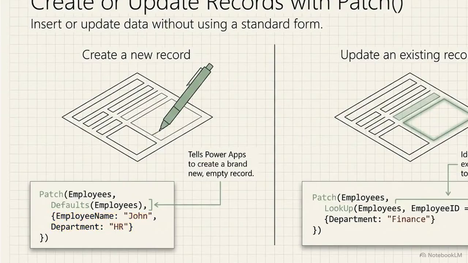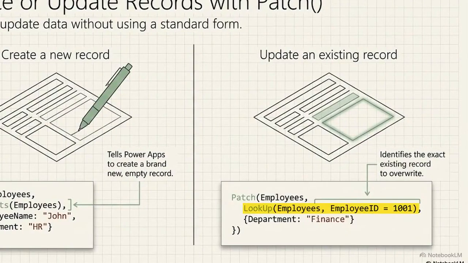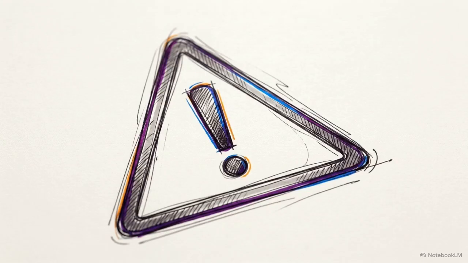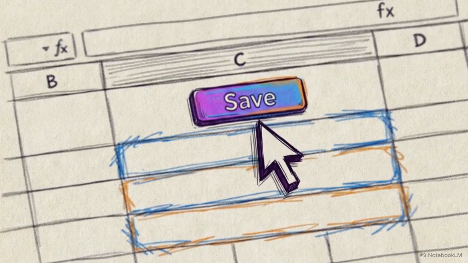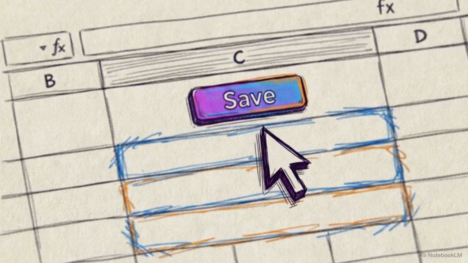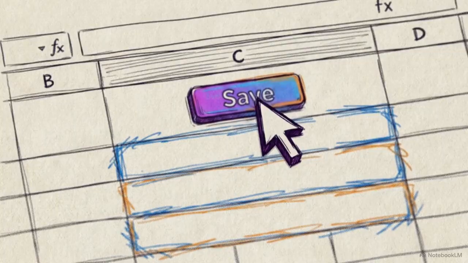Updating an existing record requires a different approach. Instead of Defaults, you must nest a LookUp function inside your Patch. This instructs the app to find one specific historical record first and then overwrite only the fields you specify. Pay close attention to this distinction. Confusing these two Patch syntaxes is the most common way beginners accidentally overwrite or delete critical company data.